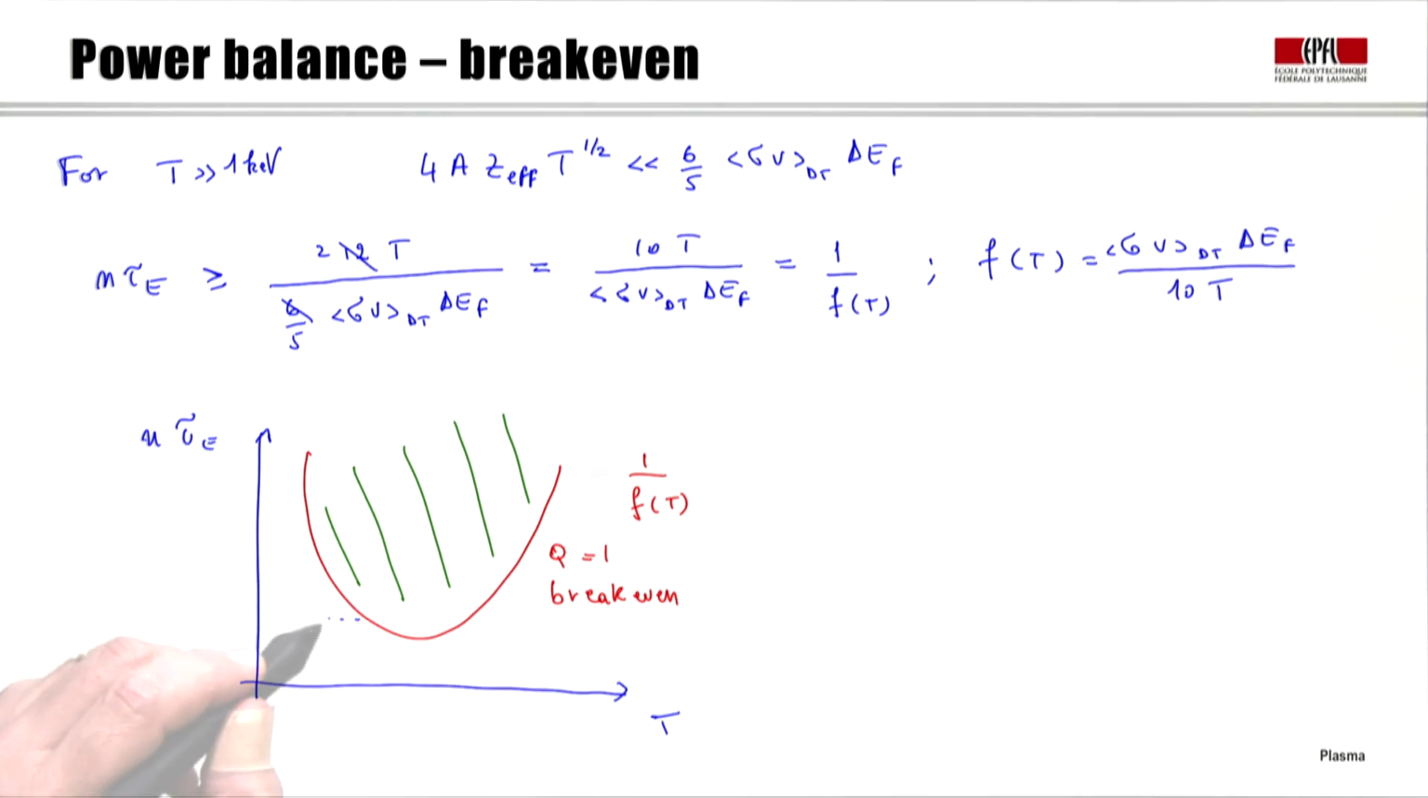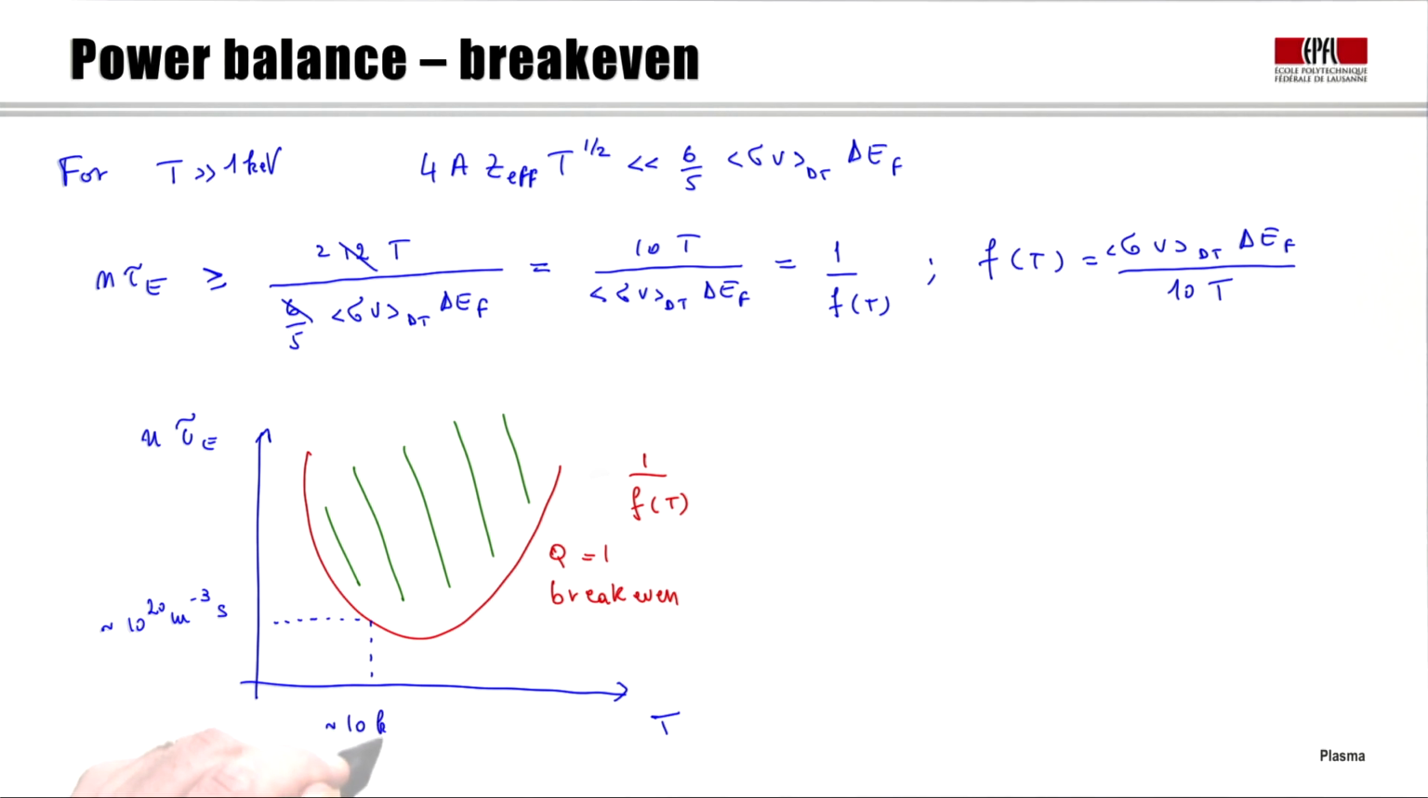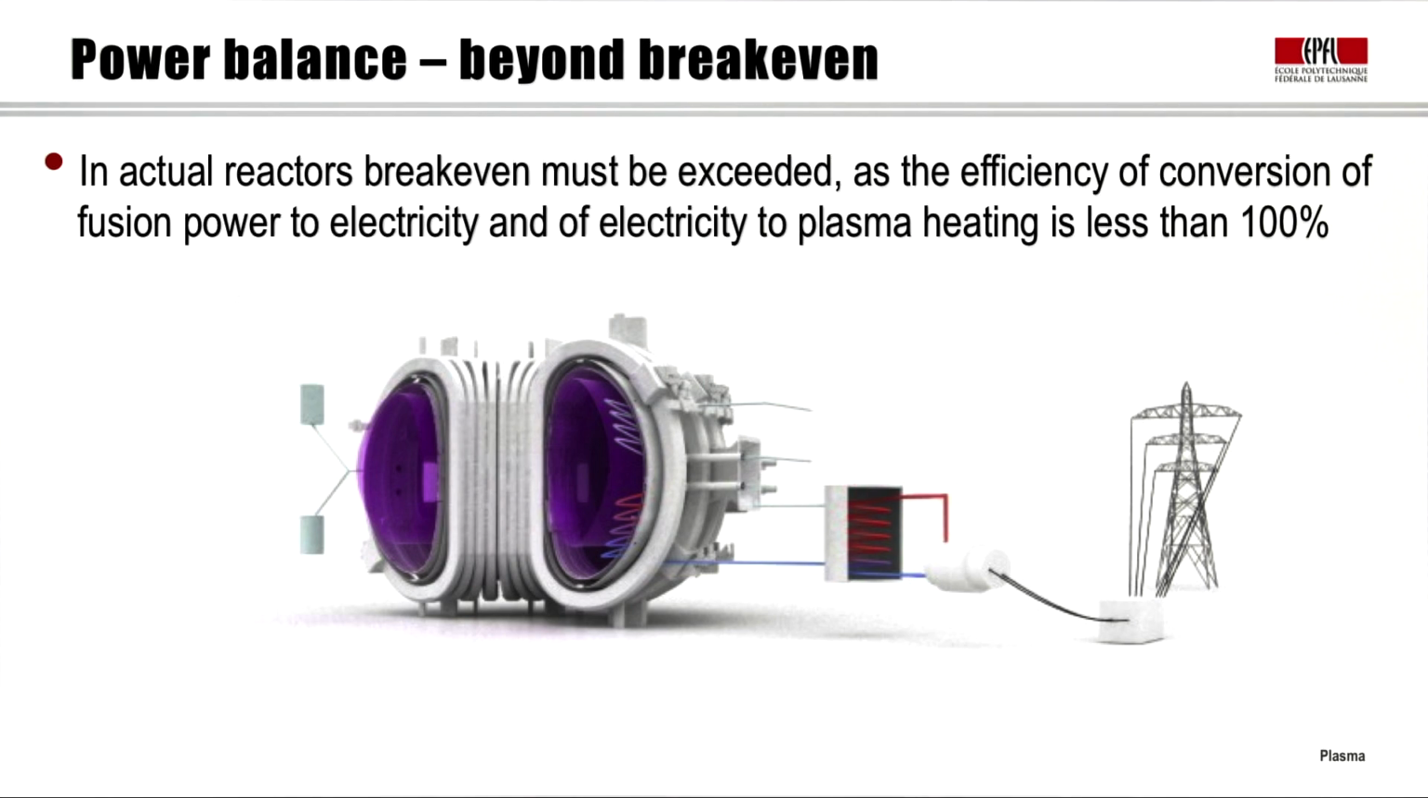If we take a typical value on this curve, we have about 10 to the 20 per cubic meter times a second in terms of n times tau E, and about 10 keV of temperature. So we have to do better than the combination of these two values in order to be in a region where the reactor can work. In actual reactors, of course, break-even must be exceeded because the efficiency of conversion of fusion power into electricity and the efficiency of conversion of electricity into plasma heating are both less than 100%.